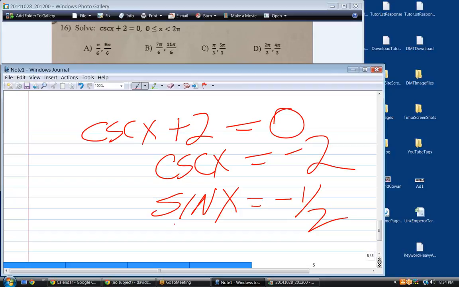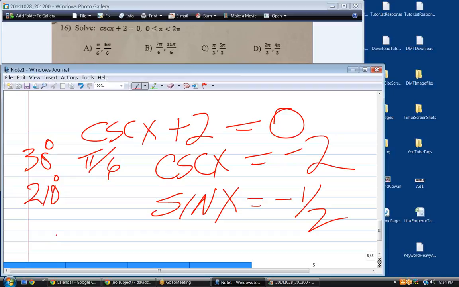Sine of 1/2 will be 30, which is pi over 6. So which quadrants is it going to be -1/2? Third and fourth. So the third is what? 210.